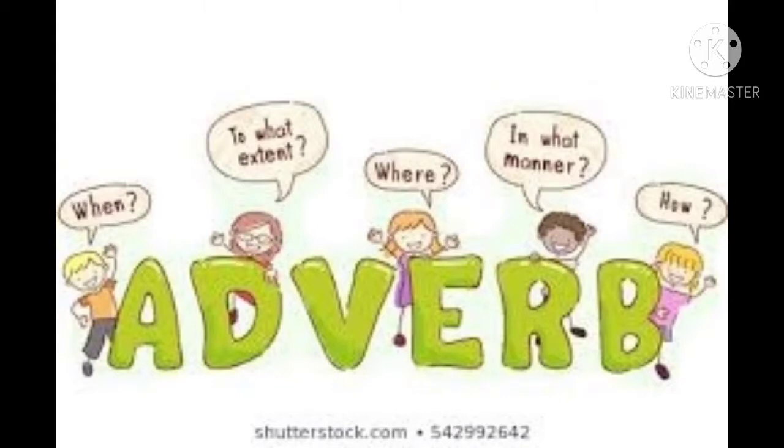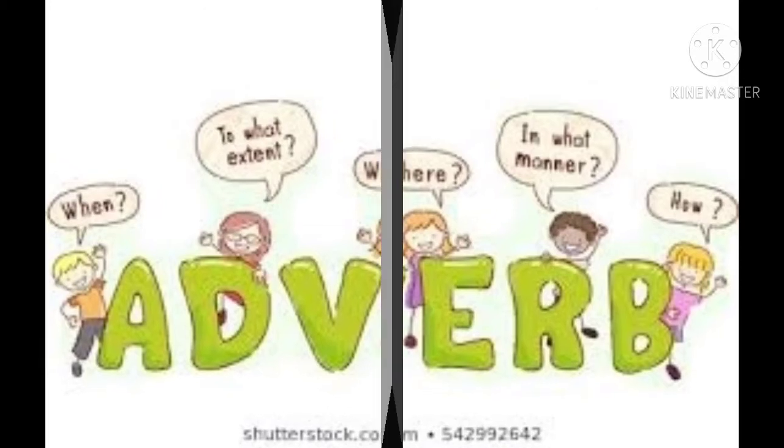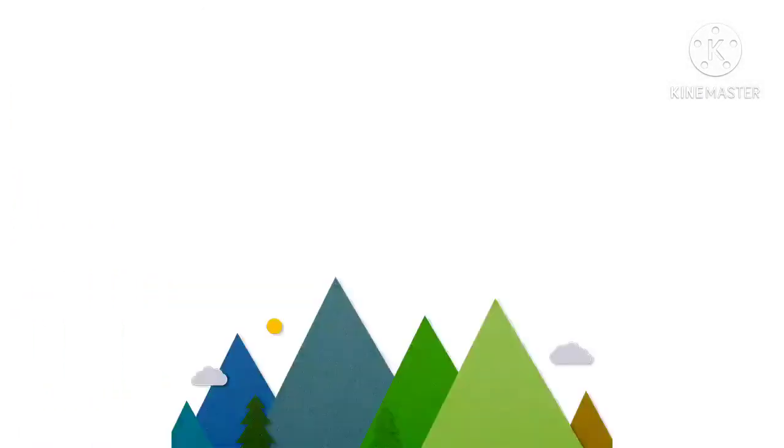So the addition words of verbs are called adverbs. An adverb is a word that modifies the meaning of a verb. The adverb tells us the way of action. Now, let us discuss the kinds of adverb. In this chapter, we are having 4 kinds of adverb.